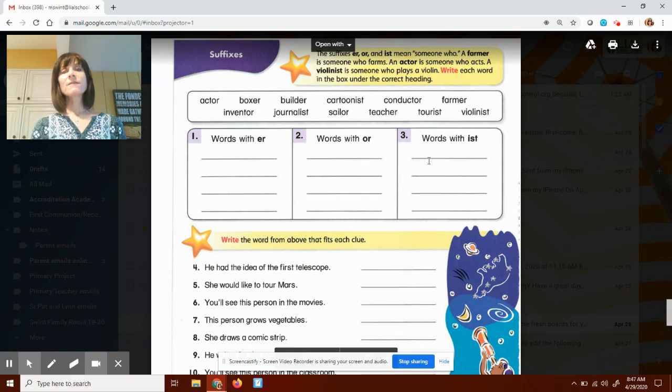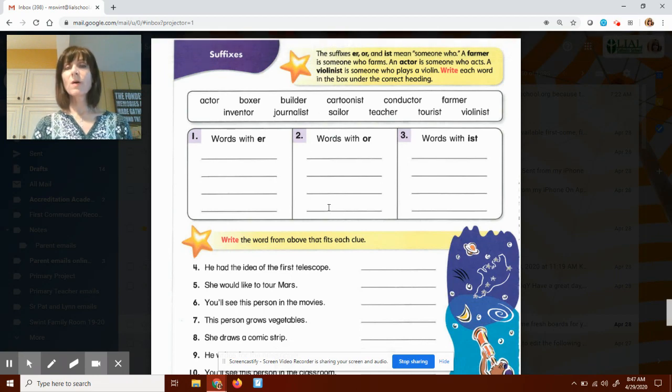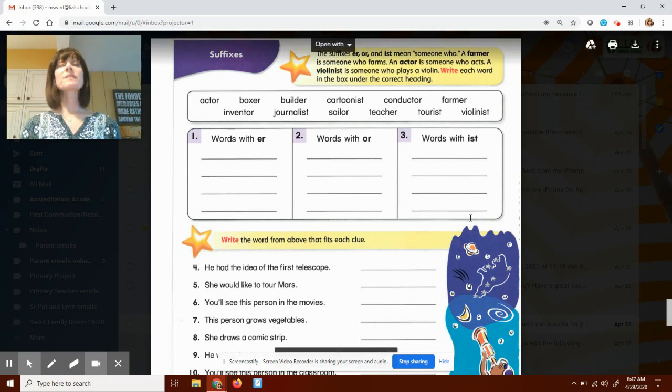It says the suffixes er, or, ist means someone who. A farmer is someone who farms. An actor is someone who acts. A violinist is someone who plays a violin. They first want us to write each word in the box under the correct heading. So these are my words with er, my words with or, my words with ist.